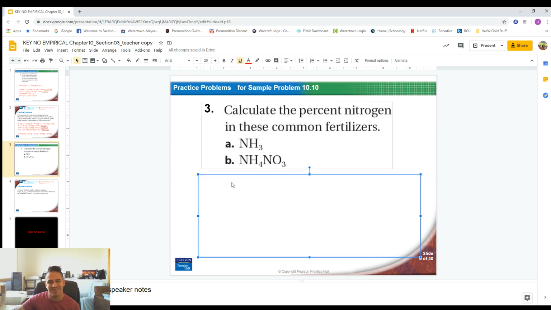So this one says, calculate the percent nitrogen in these common fertilizers. All right, so for this one, we're not finding the percent composition of the whole compound. We're just finding the percentage of the nitrogen. Now in order to do this, we still need to know the total mass of the whole compound, which, since they're not giving us any numbers, we're going to have to use molar mass. Then we'll use the mass of just the nitrogen, divide by the total to get just the percentage of the nitrogen. So we have to add together an N and 3 H's.